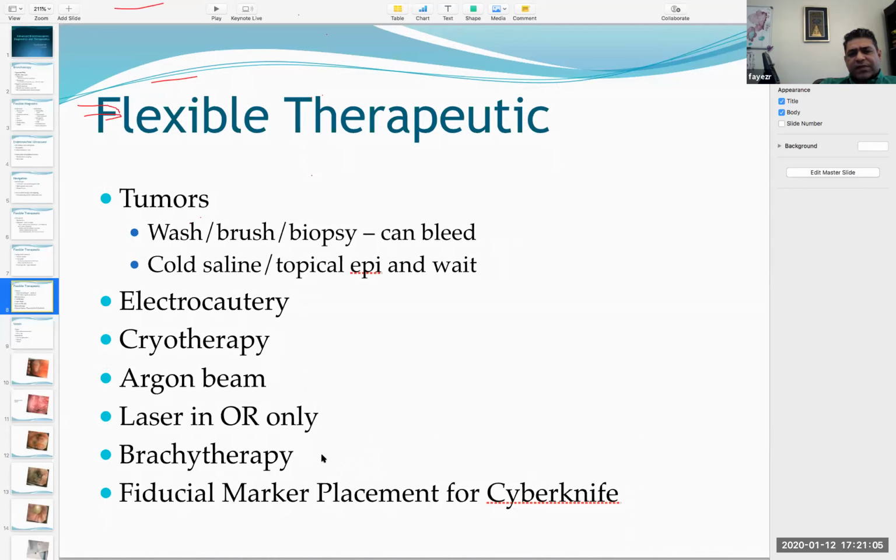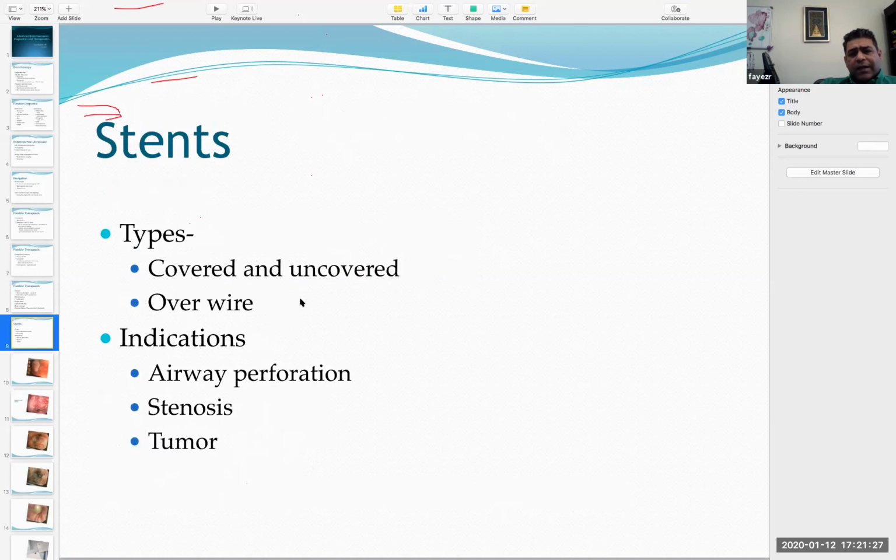And as far as therapeutic is concerned, for cancer patients, you can put small beads of radiation called brachytherapy, and that can do very localized radiation and help with the cancer patients. Another thing that we do is fiducial marker placement, and that is used for CyberKnife. If you have an airway which is compromised, you can put a stent, you can put it over the wire that opens up your airway, and that allows patency of the airway and allows for gas exchange. And that can be temporary or permanent depending on what you're treating.